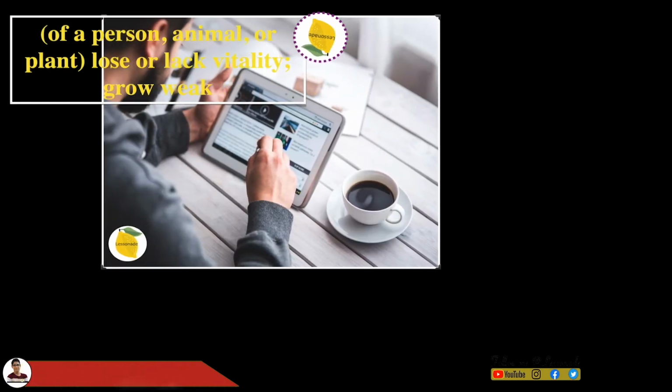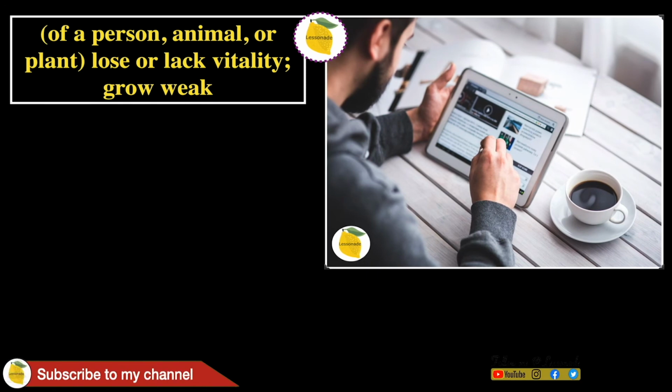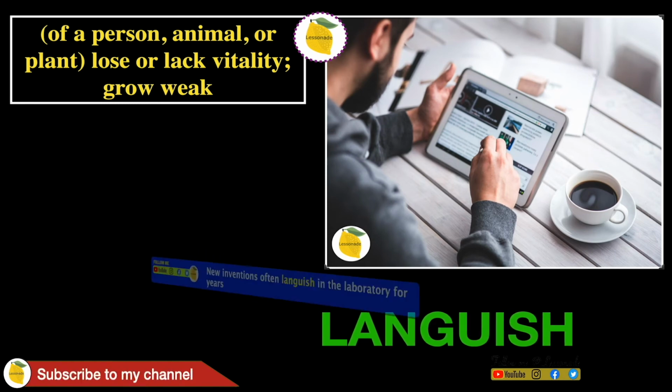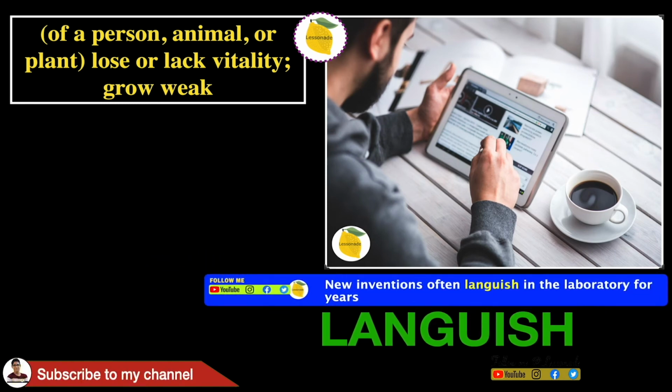The next definition we have is of a person, animal, or plant, lose or lack vitality, grow weak. In this picture, we can see someone using a tablet for a long time, and therefore they're growing weak. And therefore the word will be languish. And the sentence for this word is new inventions often languish in the laboratory for years.